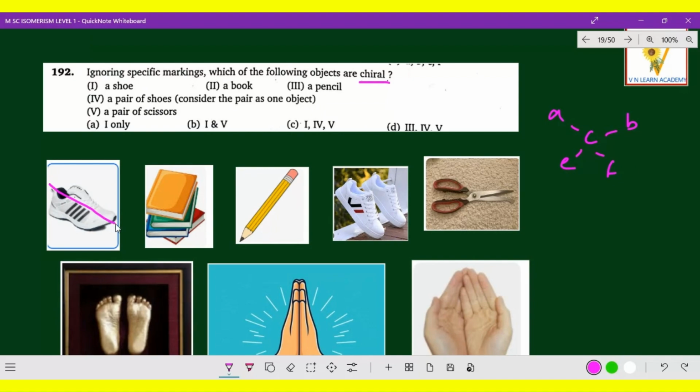Now, you are taking a shoe. In that shoe, this is a center. This part is totally different, this part is totally different, and this side will not be the same as that side. So all are different, so this is 100% chiral. I hope you got the clarity.